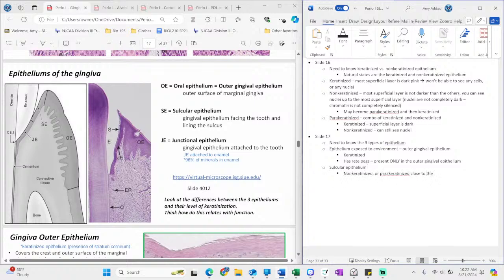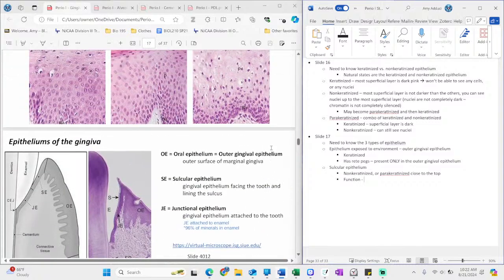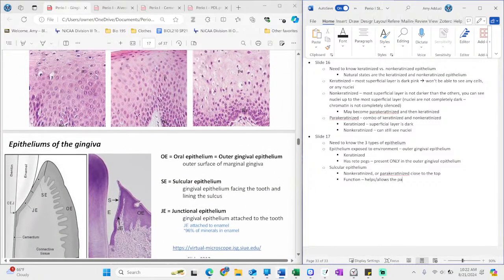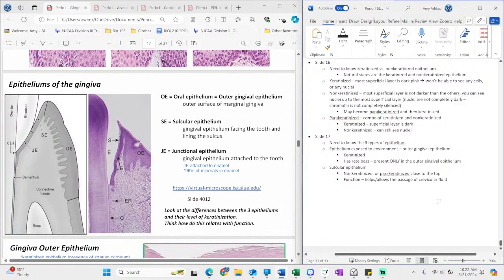Okay? And this epithelium, obviously, you need to know the function. What is the main function of the sulcular epithelium? It helps or allows the passage of the crevicular fluid. It's not involved in most of the production of it. The crevicular fluid is what? Exudate from the blood vessels of the lamina propria. Okay? So the sulcular epithelium may add a few things produced by the cells, but most of the crevicular fluid is an exudate from the blood.